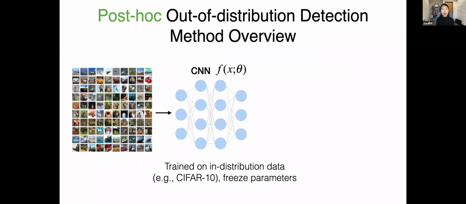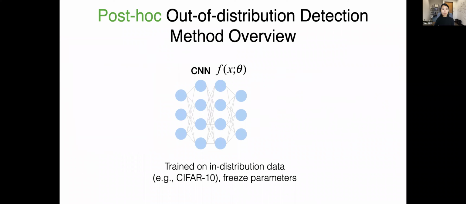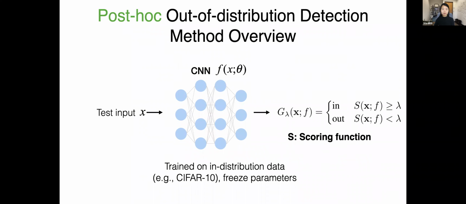So the earliest work adopted this post-hoc approach for out-of-distribution detection. And so a model is typically trained on the in-distribution data, say CIFAR-10, using empirical risk minimization. And once the model is trained, now let's take the network as it is without modifying its parameters. And so during inference time, for any given input, we're going to devise a scoring function S for OOD detection. Essentially, we're performing a level set estimation. If it's below a certain threshold, we're going to reject this input. And otherwise, we'll produce the class prediction as usual.